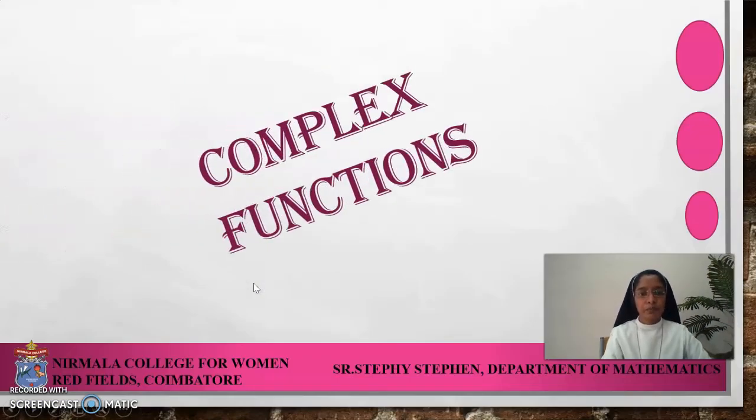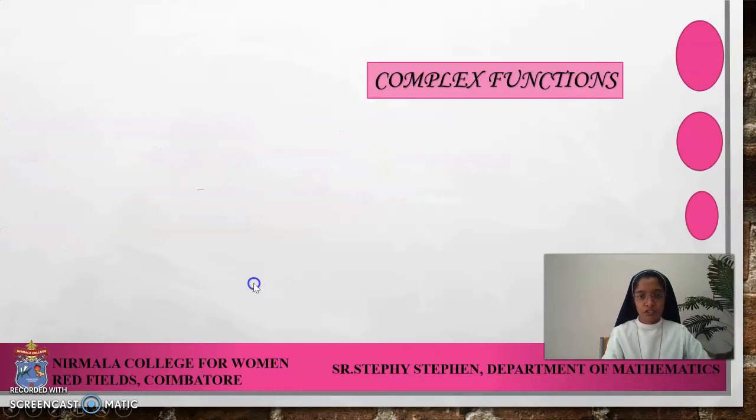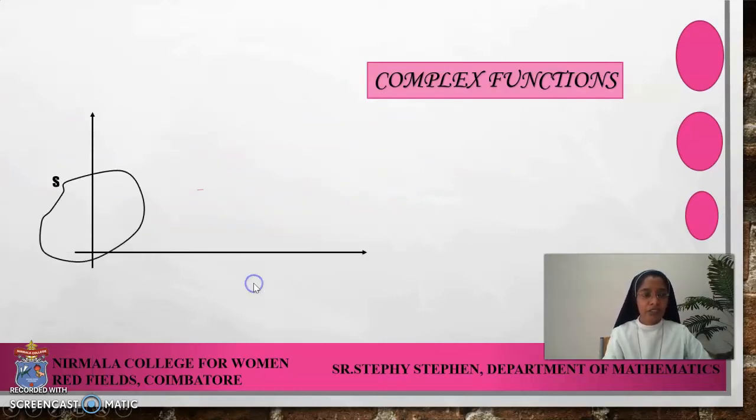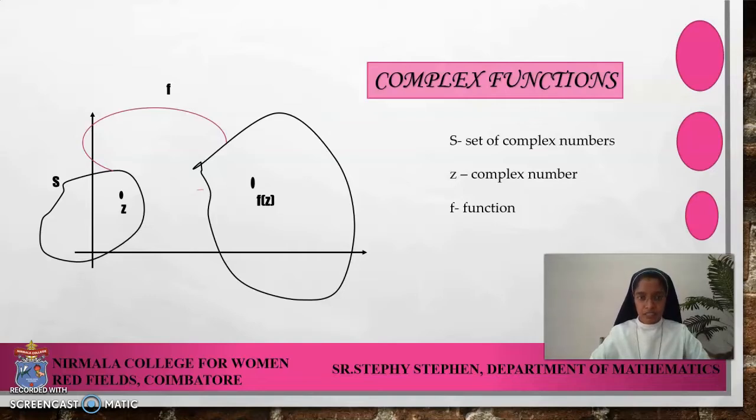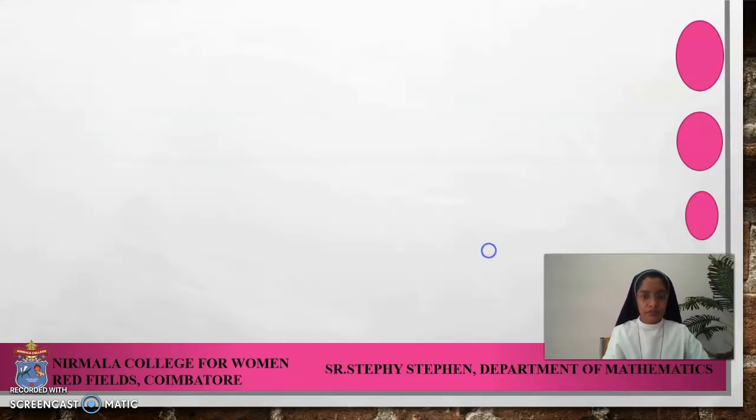Here in this video, I am going to explain about complex functions. What indeed is a complex function? Let us consider a complex plane. Here S is a set of complex numbers. Let us consider z to be a complex number from S, and we define a function f on S. So we get a function value f of z. So f is a complex function that associates every complex number in S to another complex number in the complex plane. And we denote this complex function by omega equal to f of z.